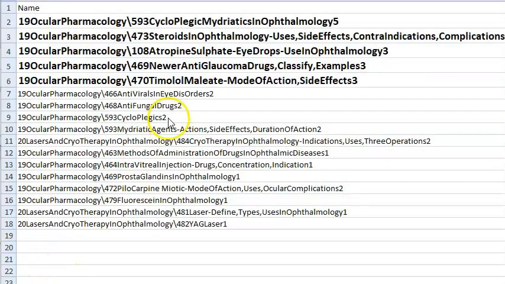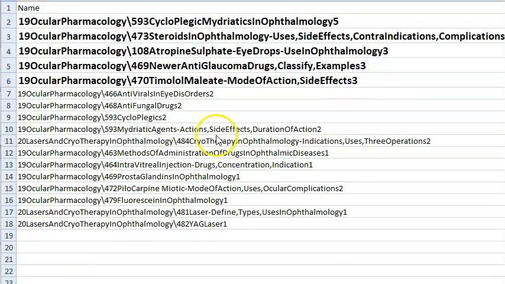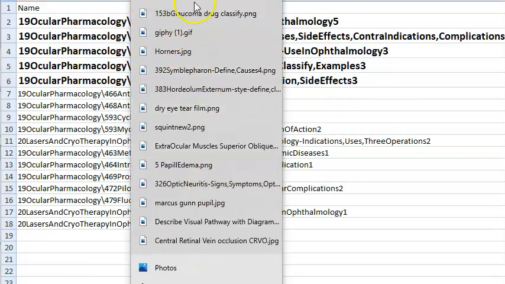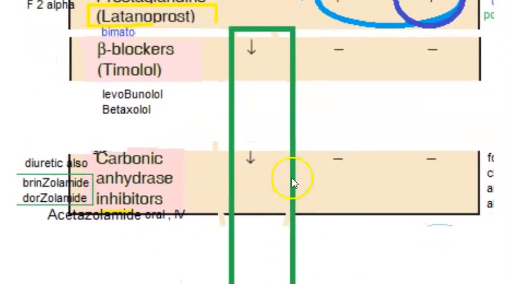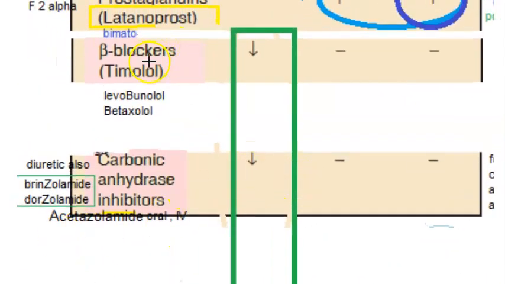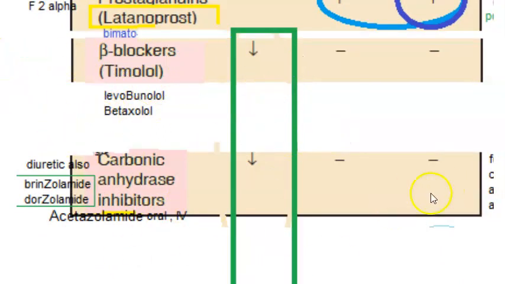They are giving it. So next question, timolol maleate. This is a beta blocker, isn't it? What is the mode of action? What are the side effects? We already saw this anyways. Where is it? Anti-glaucoma drugs. So here we have seen that timolol maleate comes here. It is a beta blocker. It reduces the secretion. The other options will be levobunolol and betaxolol.